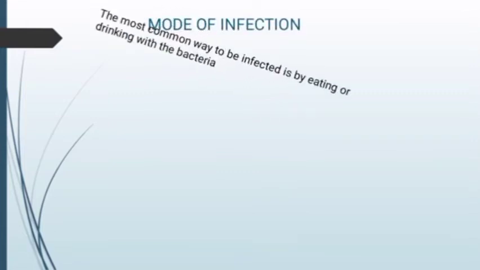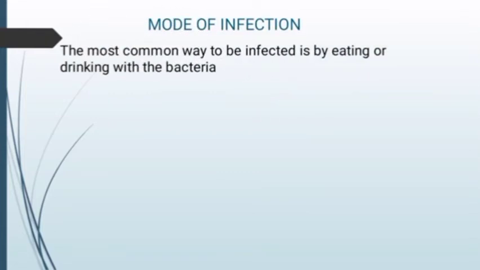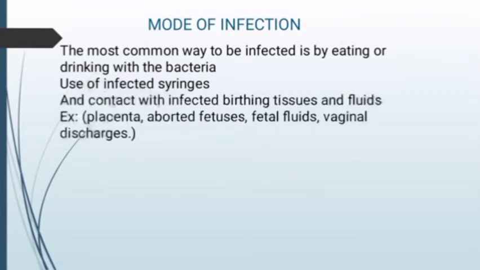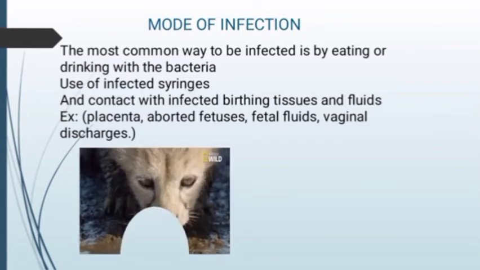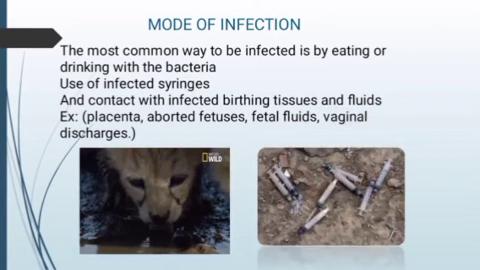Mode of infection. The most common way to be infected is by eating or drinking food contaminated with the bacteria, use of infected syringes, and contact with infected birthing tissues and fluids, for example, placenta, aborted fetuses, fetal fluids, and vaginal discharges. Here you can see that in the picture.